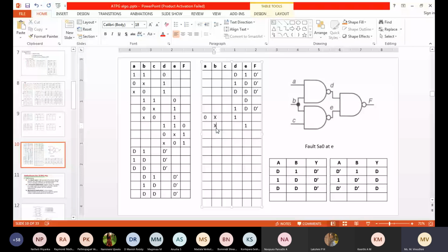So now I'm able to do the line justification. My final answer is 0x0. Or else, here instead of 0x, I could have taken x0. In that case, which one would I choose here among these two?